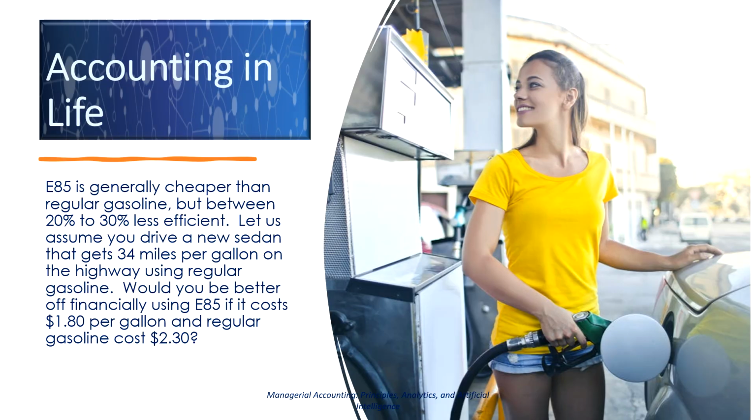Before we jump into business budgeting, let's connect variance analysis to a real-world example. This slide compares E85 ethanol gasoline to regular gasoline. E85 is usually cheaper per gallon, but is also 20 to 30% less efficient. So even if E85 has a lower sticker price, the total cost per mile driven may actually be higher.